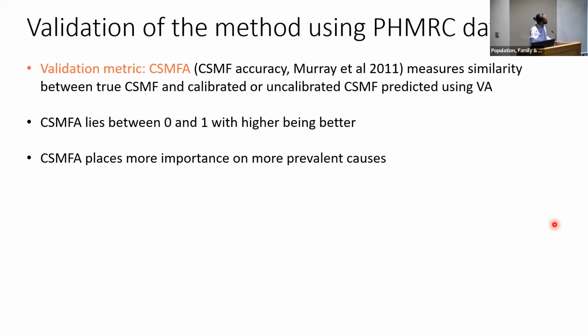To validate the method, we look at the validation metric called the cause-specific mortality fraction accuracy, which basically measures the similarity between the true cause-specific fractions and the predicted cause-specific fractions, either by the uncalibrated CSMF or the calibrated CSMF. This measure lies between 0 and 1, with higher being better. And it's formulated in such a way that it places more importance on more prevalent causes.